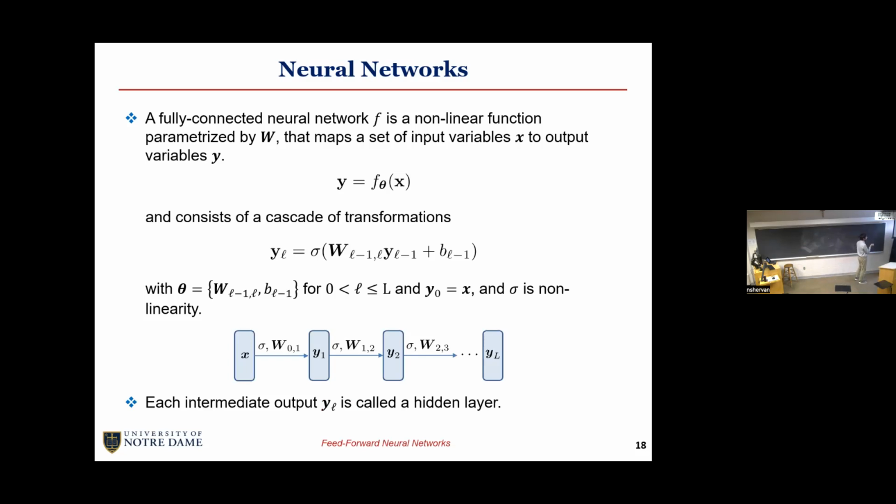So this is how essentially you can think about this. You have some data, it comes into our network. We apply some nonlinearity, we apply some weight, and then it goes on until we have some output. We call each of these intermediate layers a hidden layer.